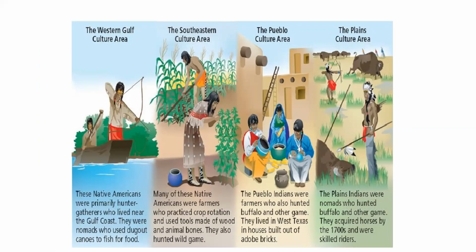And the Western Gulf area, Native Americans lived in the Gulf area. So these Native Americans hunted with canoes and lived off the Gulf Coast. They were nomadic, following their food, and they used dugout trees to build their canoes to hunt things like turtles and alligator. Would you eat that? I don't know.